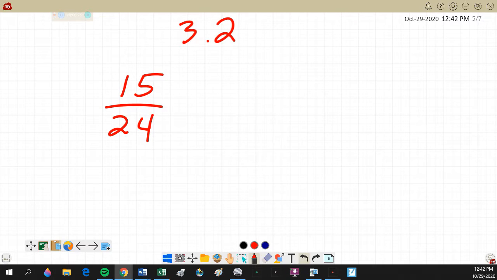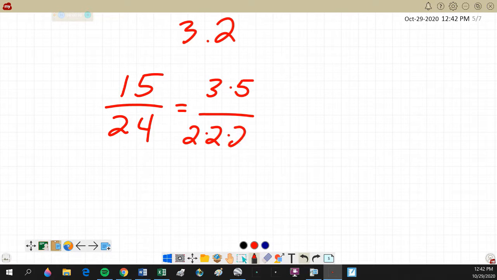So 15 over 24 simplifies, and here's why it simplifies. 15 is 3 times 5, and 24 is 2 times 2 times 2 times 3. And anytime you take a 3 and divide it by a 3, you get 1. So 3 divided by 3 goes away, and I end up with 5/8. You guys understand that?